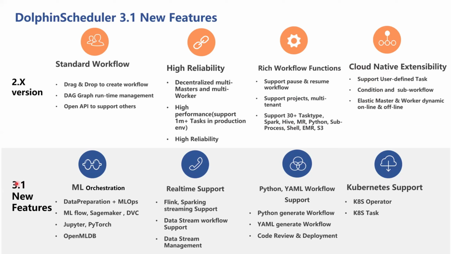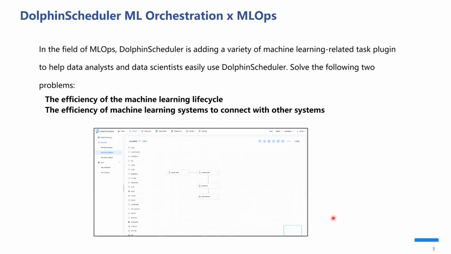So about the 3.1 new features, I have four categories. From machine learning, we introduce some third-party integrations. We also support real-time processing like Flink, Spark Streaming, and data streaming management, and we can use Python and YAML workflows. And finally, Kubernetes support using operators. We have operators that can be installed, and we can run Kubernetes tasks. Okay.